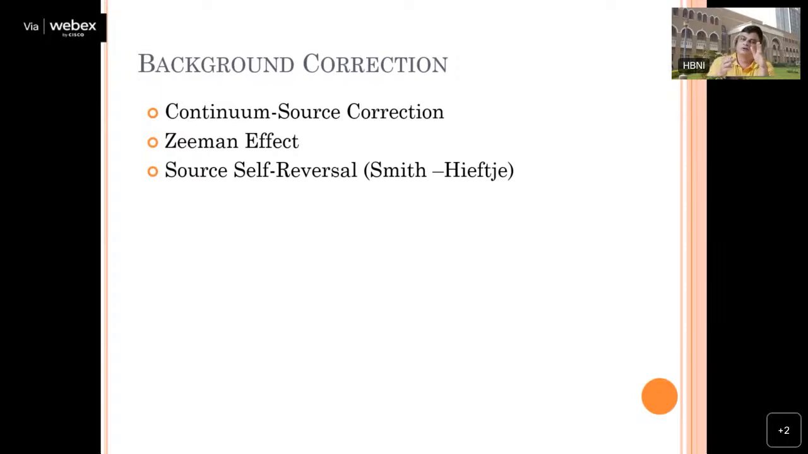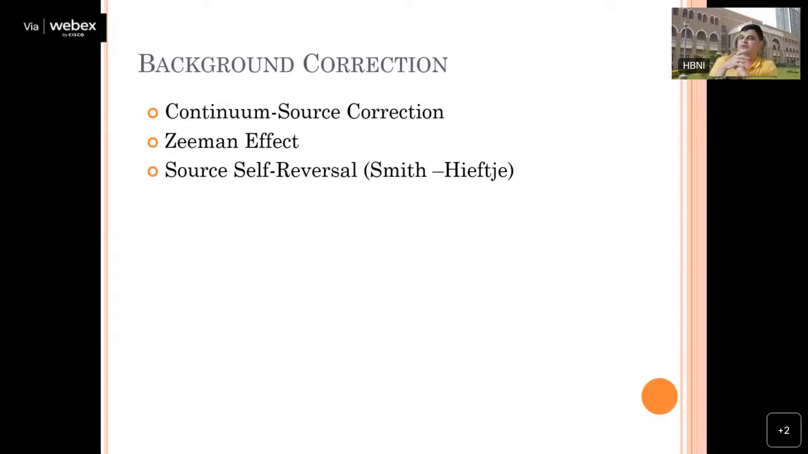you end up with higher values. So these are the things that have to be corrected; those backgrounds have to be corrected. So these corrections basically come once you have made a calibration curve.